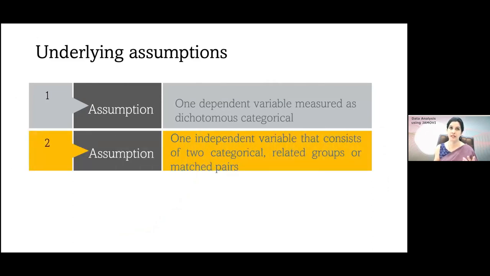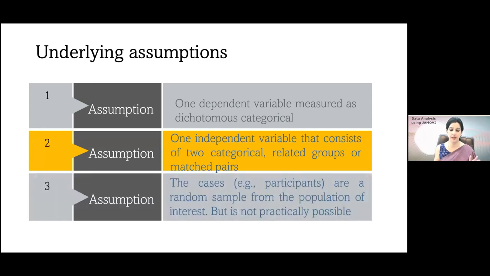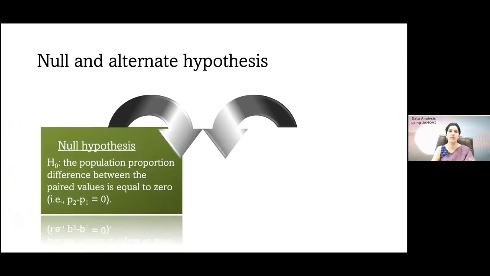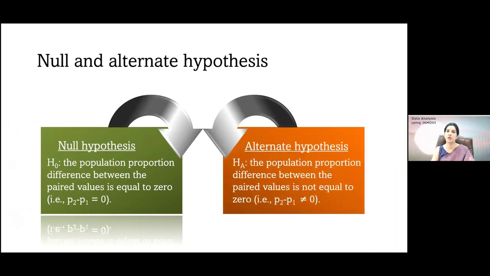The second is that the independent variable should be of two categorical related or matched pairs. And the cases, generally, are a random sample from the population of interest, but many times this is not possible. The null hypothesis in case of a McNemar test is that the population proportion difference between the paired values is equal to 0. And the alternate hypothesis states that the population proportion difference between the paired values, that is P2 minus P1, is not equal to 0.